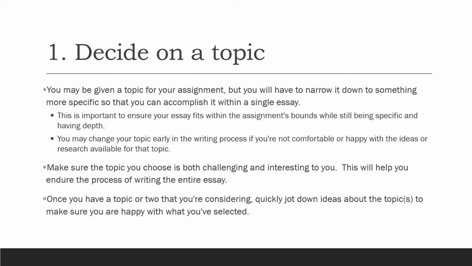After you have your topic, or maybe even two topics that you're trying to decide between, you're going to quickly jot down ideas about those topics to make sure that you are happy with what you selected at this stage. You might be able to say, okay, I like topic A better than B because I can't find as much to say about topic B. So it'll be easier for me to write the response on topic A, and that's up to you.